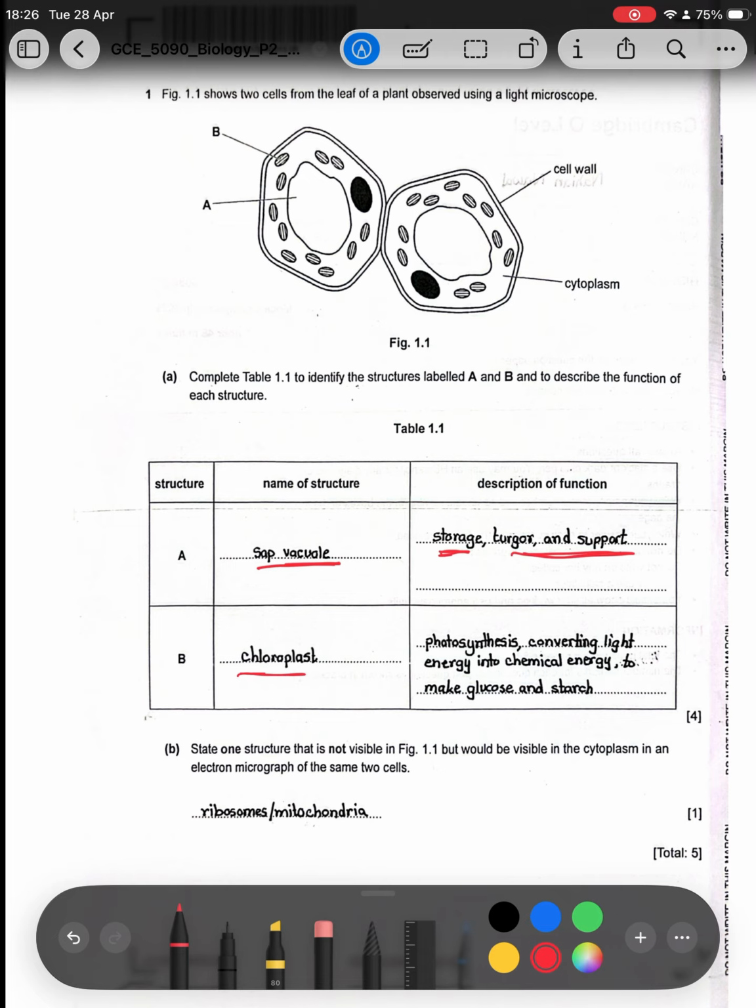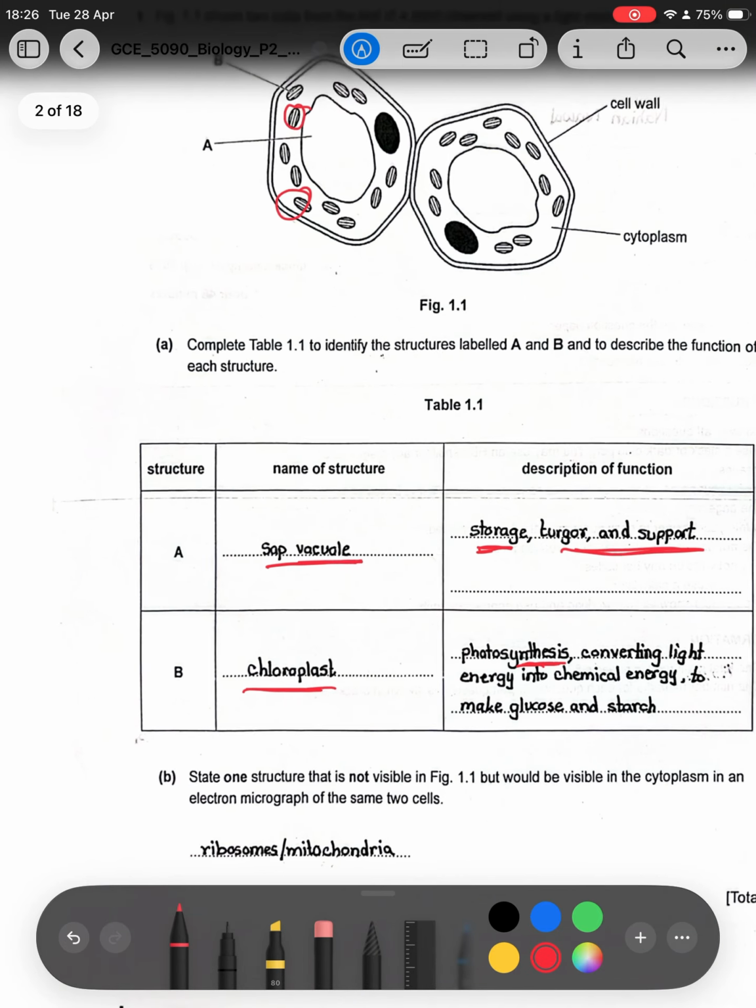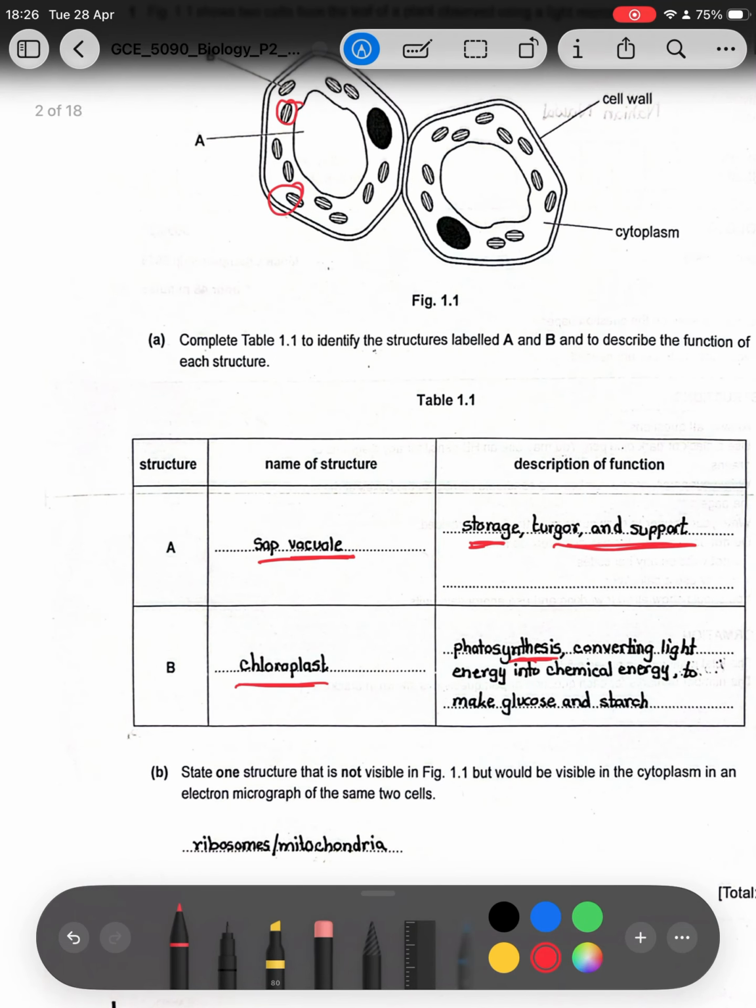And B is chloroplast, which are these ones over here, and these are organelles that contain chlorophyll, so it helps the plants in photosynthesis. And you can also write it converts light energy into chemical energy to produce glucose and starch for the plant.